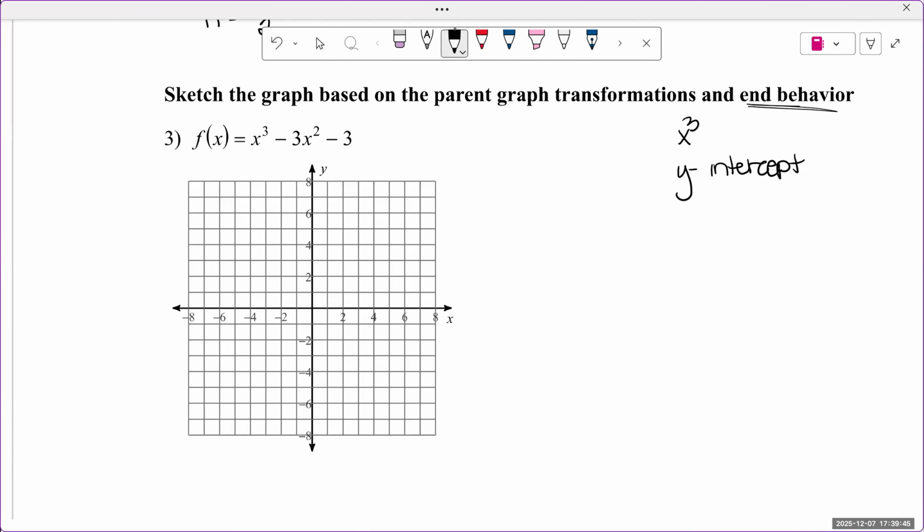Number 3, we're going to look at the chart of n behavior. And we see that a cubic without a negative in front has this shape. And the constant term will give us the y-intercept. So the y-intercept is -3. So we're going to make a sketch and we just want to hit that point -3.